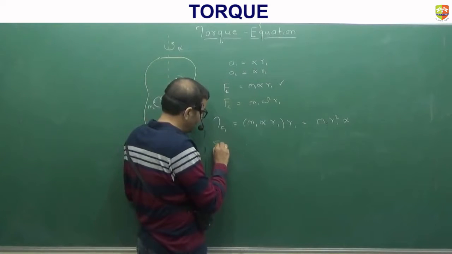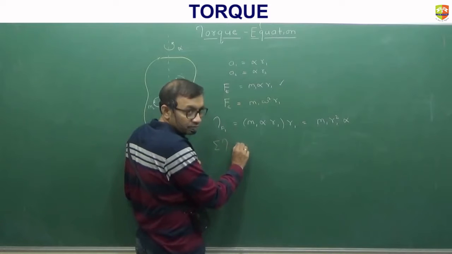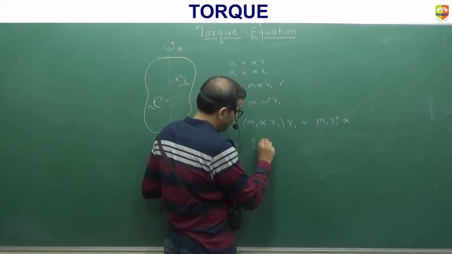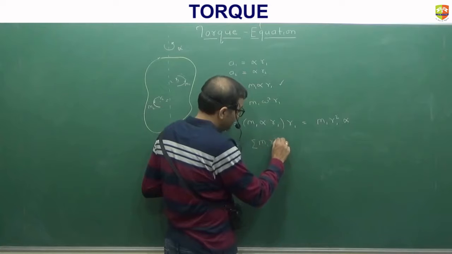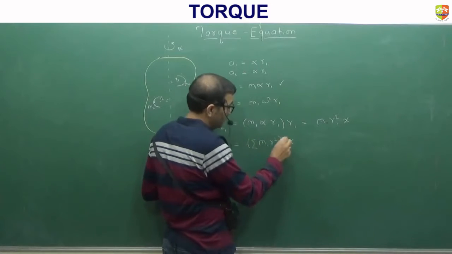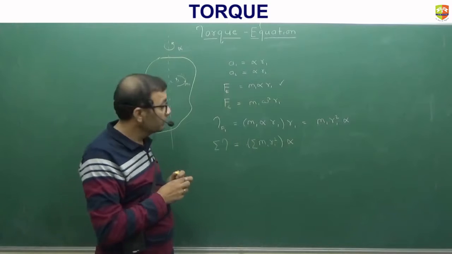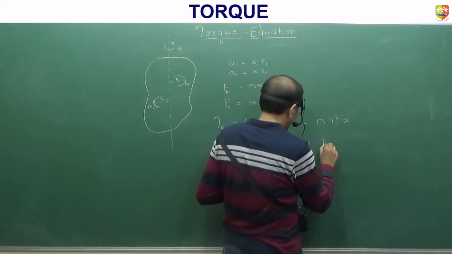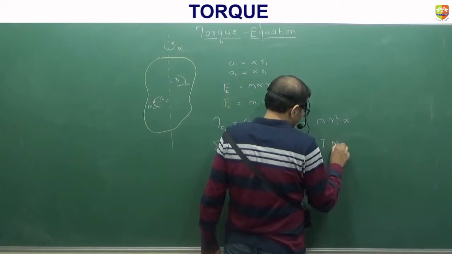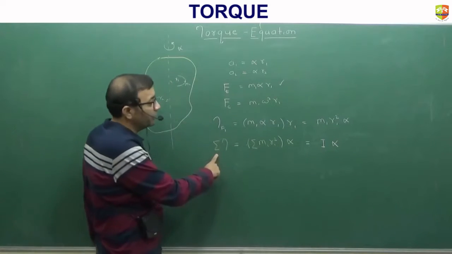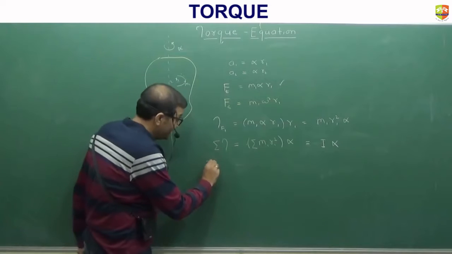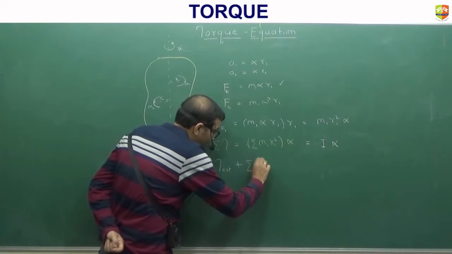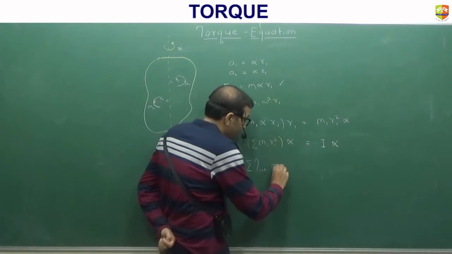So if you add up all the torques, you get a total torque. Are you getting it? This is the total torque, which will be equal to summation of Mi Ri square into alpha. Okay. This will be equal to summation of Mi Ri square, which is the moment of inertia about that axis. So I into alpha. And what is the summation of all the torques? This will be equal to the sum of all external plus the internal torques.